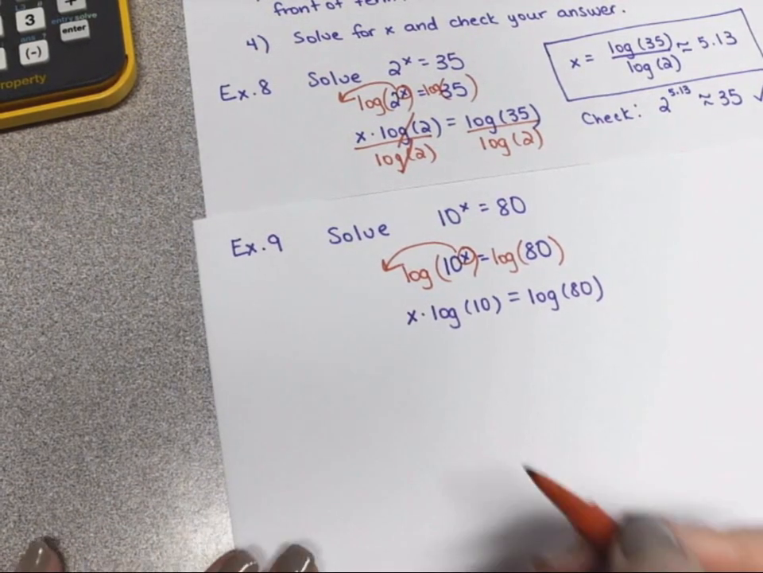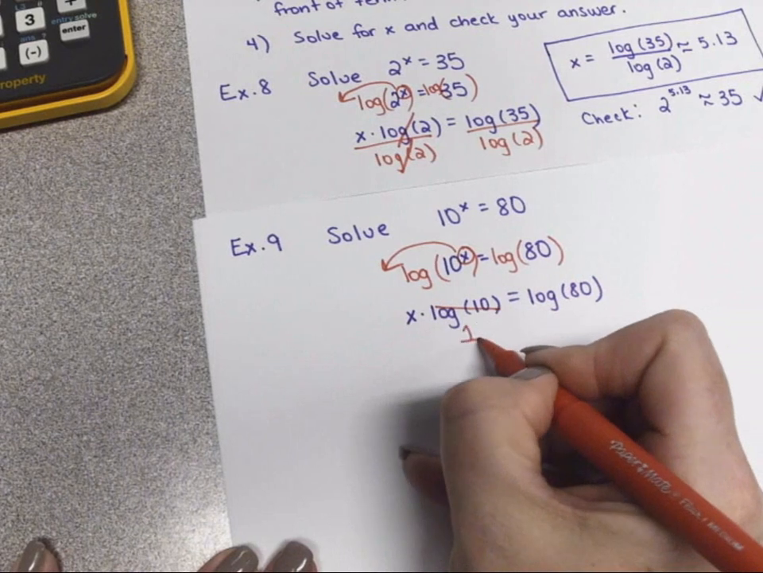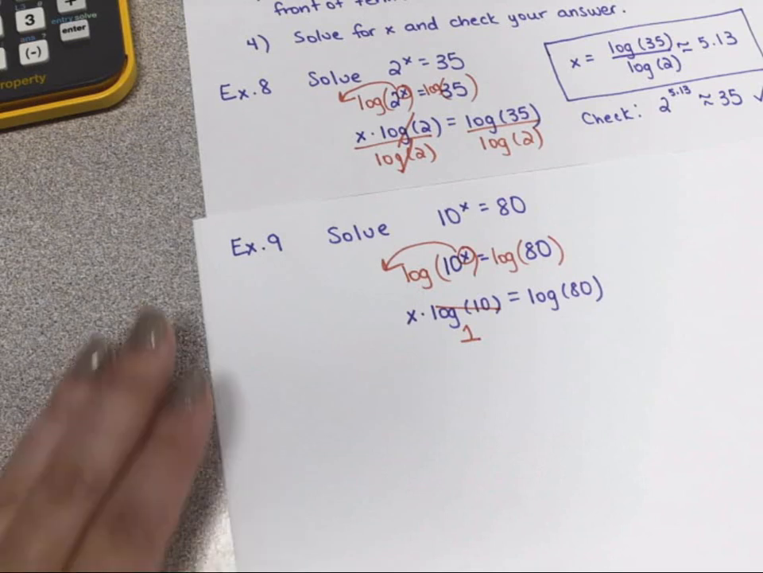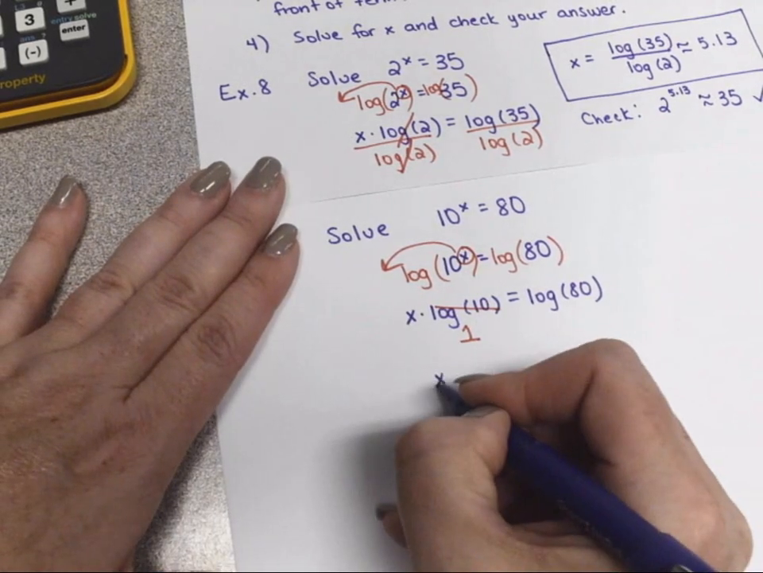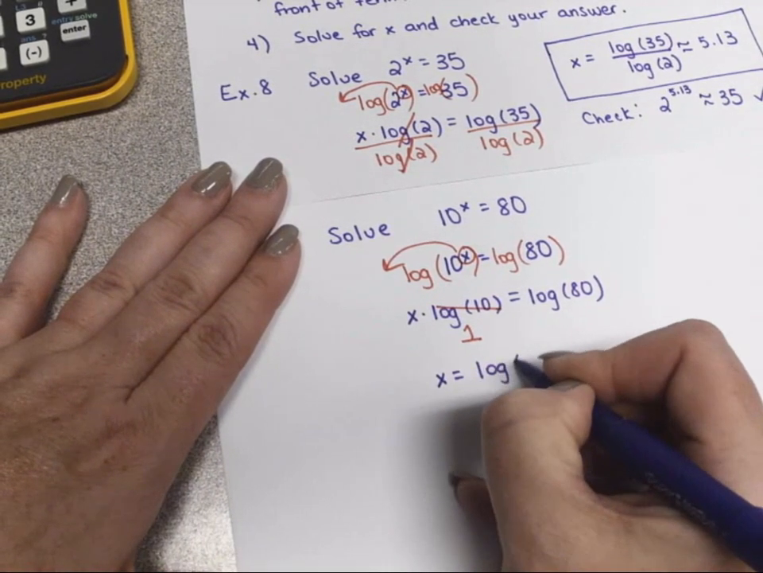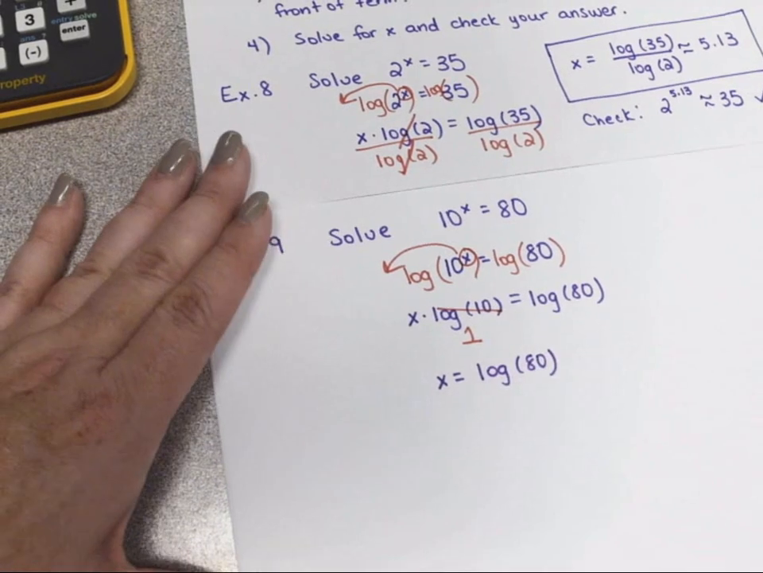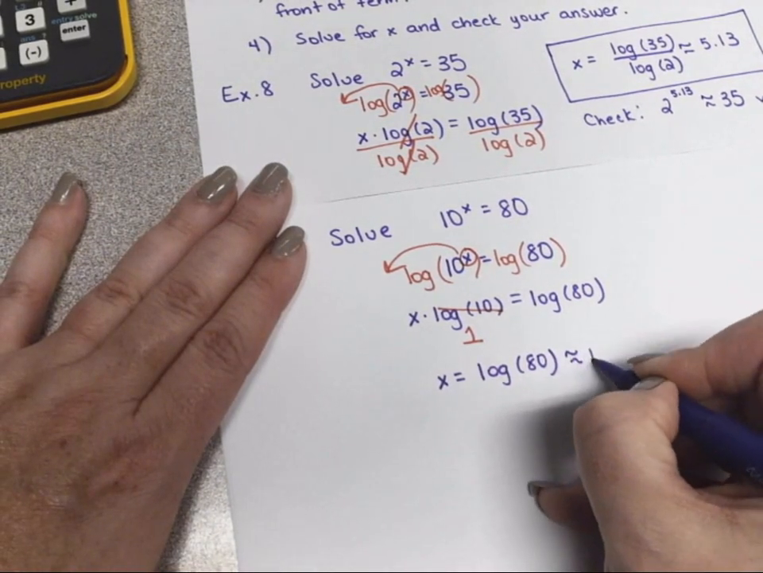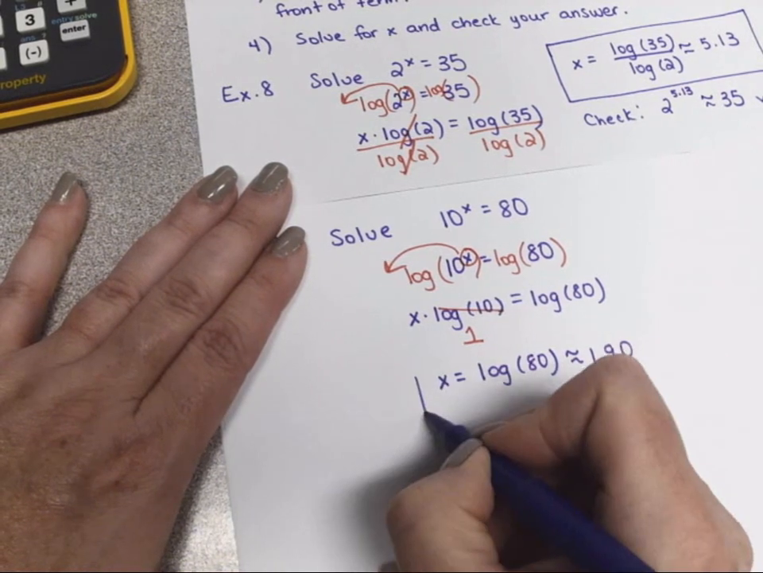But to be honest with you, this is just 1. Because remember, log and powers of 10 are opposite operations, okay? So you end up just getting x equals the log of 80. And then that's something that could be plugged in your calculator. If you do plug it in, you'll get about 1.90.